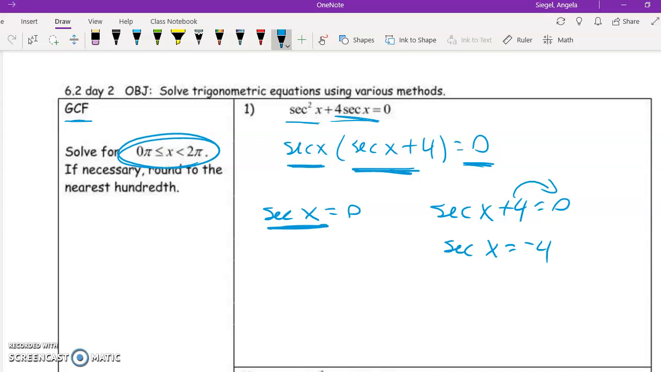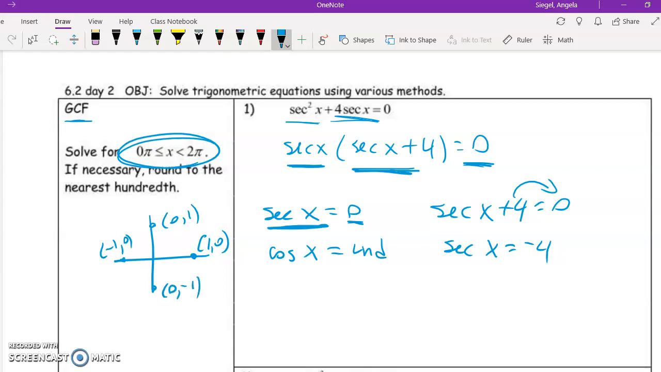So I don't like that. I like thinking about it as the cosine of x. So in this case, it would be undefined. So let's see. Cosine of x undefined, that doesn't happen anywhere. Because think about this. I'm looking for my x value as undefined, and it doesn't happen. So if this were undefined and this were 0, that would be a different case. So again, this is no solution.